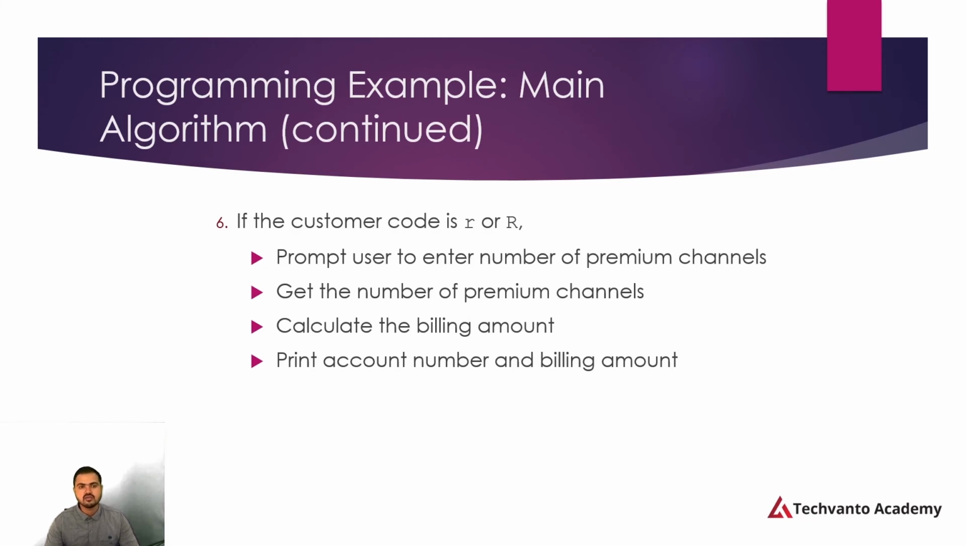After that, if the customer code is capital R or small r, then it refers to a residential customer. For that residential customer, you ask for the number of premium channels, get that, calculate, and then print the billing amount. And finally you need to display the account number as well.